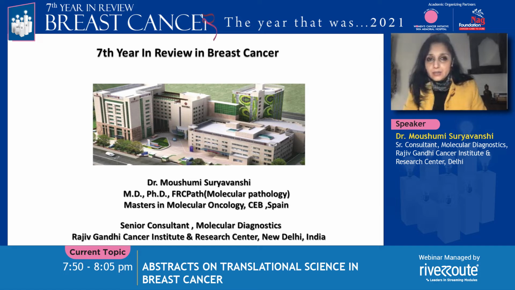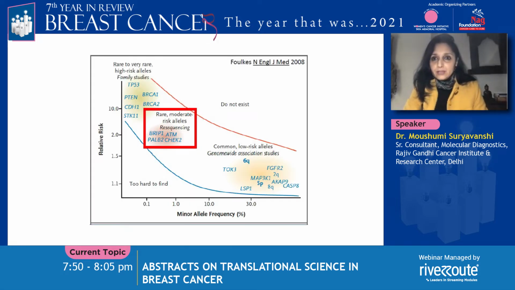I will be discussing two papers. And before I start discussing the papers, I would like to discuss the concept of polygenic risk score. And for that, I have a few slides in the beginning.